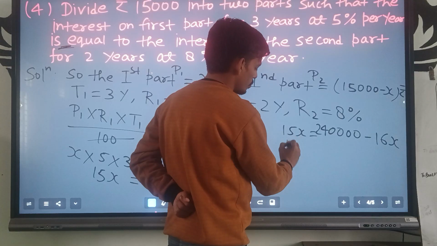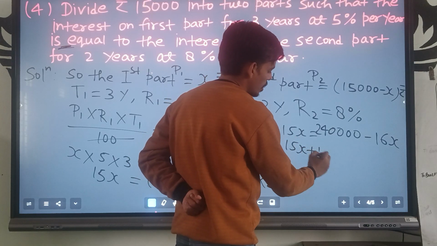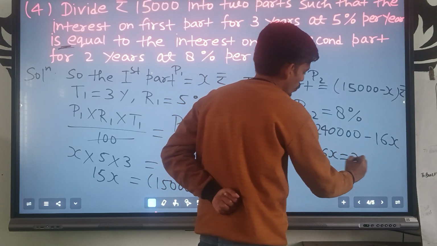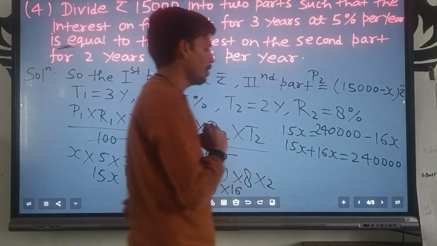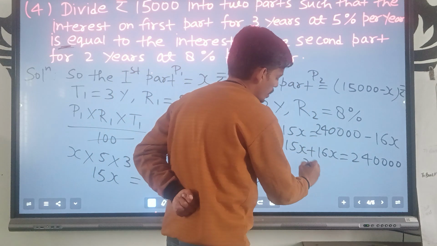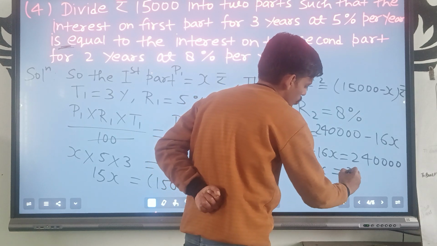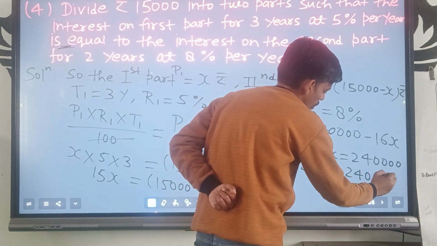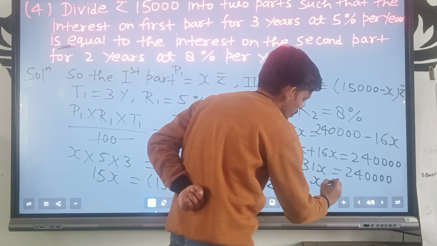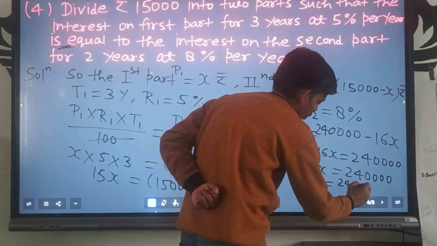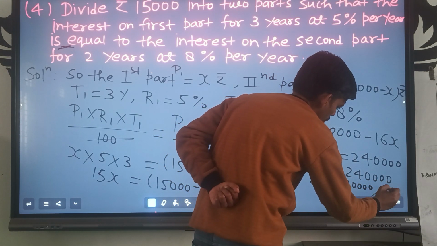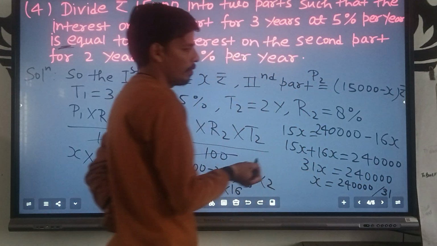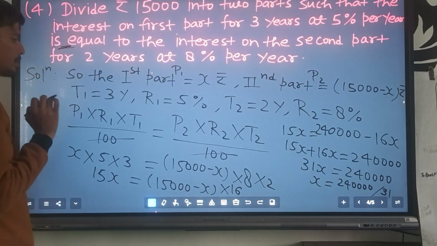Now 15x plus 16x equals 2 lakh 40,000. 31x equals 2 lakh 40,000. So x equals 2 lakh 40,000 upon 31. After dividing this, we will find the value of x.